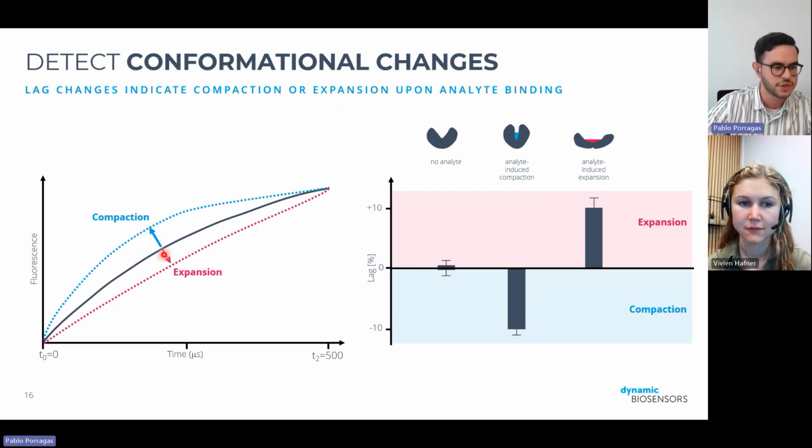In the case that I just showed, which is an expansion of the protein, we get an increase in the friction of the overall system and a shift in the curve in this direction, which corresponds to a positive dynamic lag change. So this is essentially how we quantify both the magnitude of the conformational change and especially in which direction that conformational change is occurring, either a compaction or an expansion.